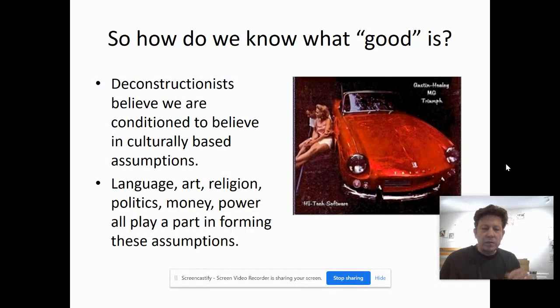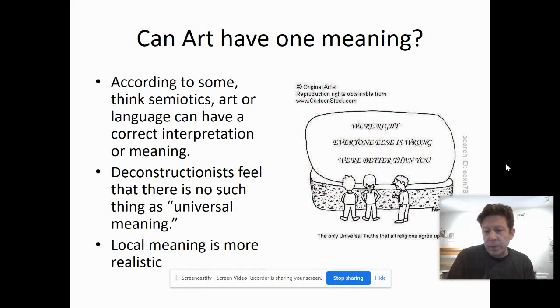So language, art, religion, politics, and money all play a part in forming assumptions of why we value things. Like we need money to be able to afford that car, which will make us happy, like those happy people that are there. And as we move forward, we would then say that some people might not value that car at all. So, according to semiotics, there could be a correct interpretation, but according to a deconstructionist like Derrida, there can really be no universal interpretation of things because it all depends on where you live, right?